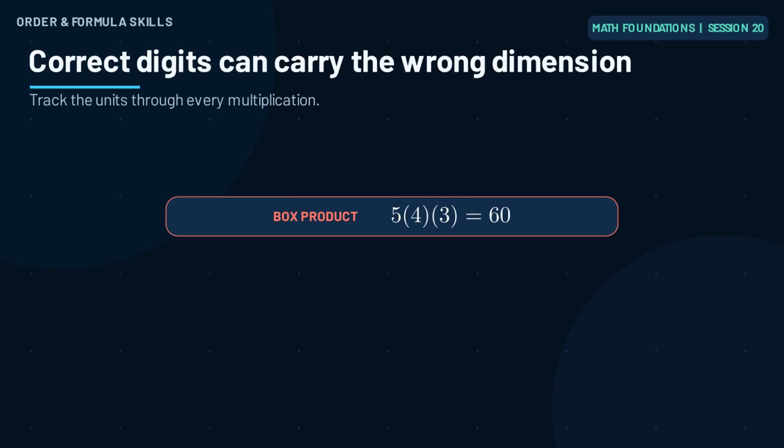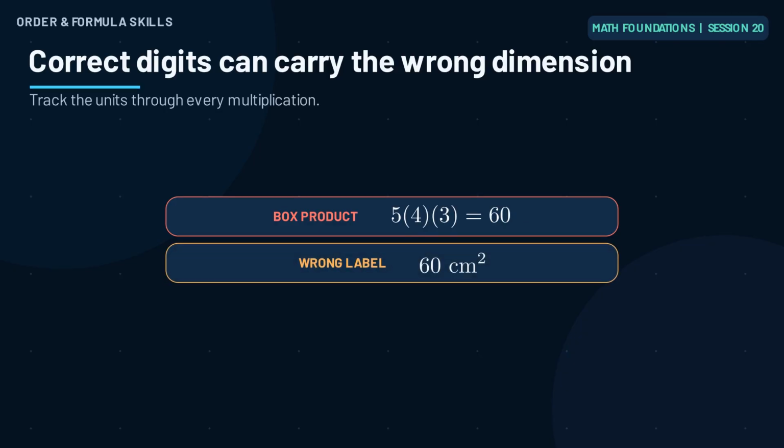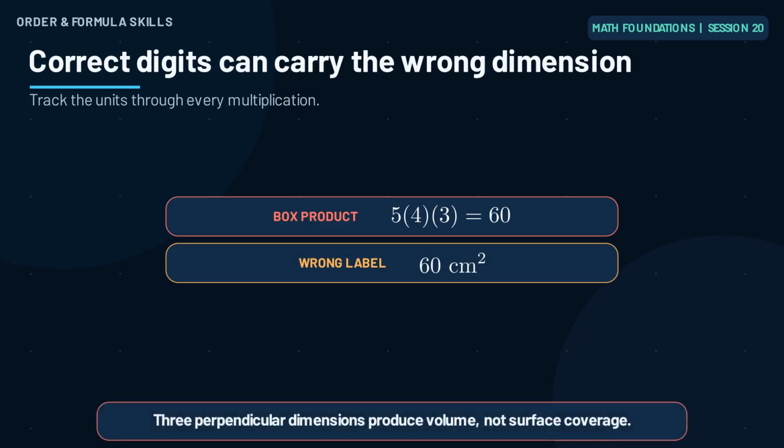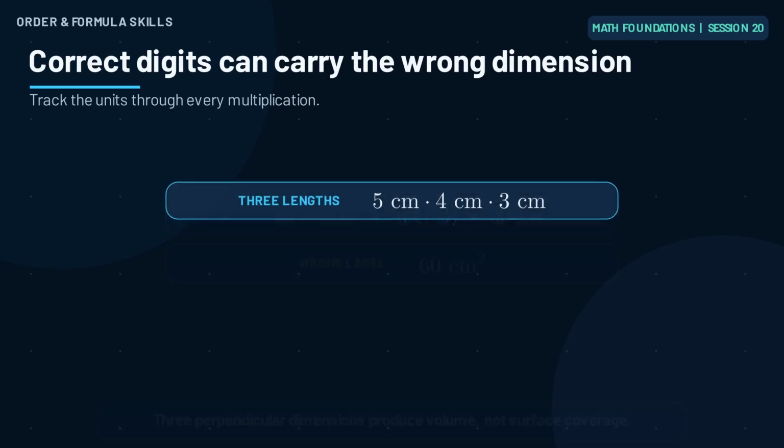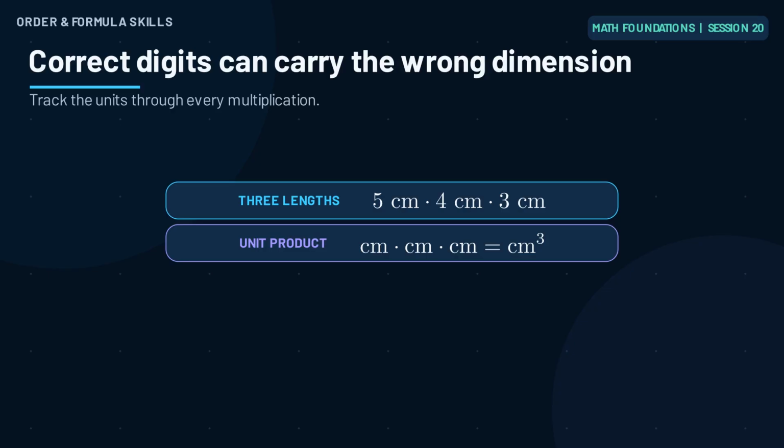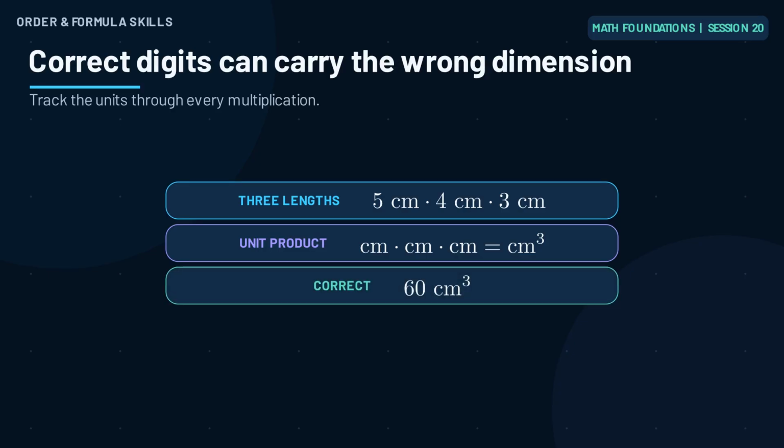A box measuring 5 by 4 by 3 centimeters is calculated as 60 square centimeters. The product 60 is correct, but square centimeters describes surface coverage. Multiplying 3 perpendicular dimensions produces volume. Keep the calculation 5 times 4 times 3. Track centimeters times centimeters times centimeters. The correct label is 60 cubic centimeters.